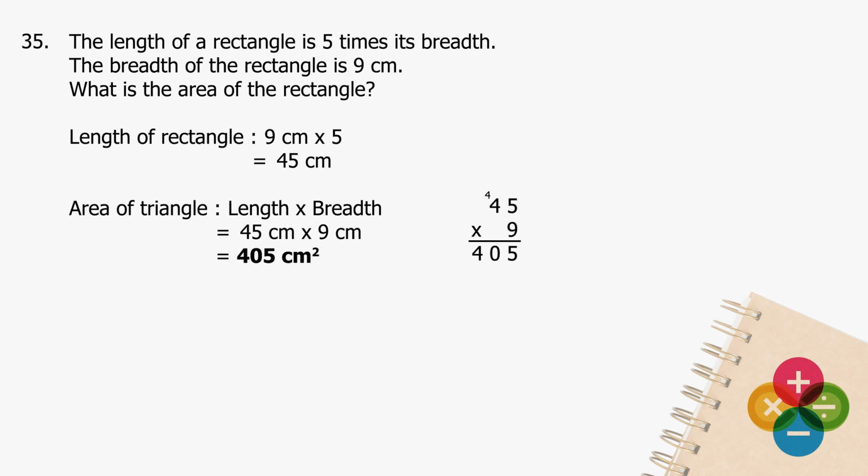Multiplying 9 cm by 5, the length of the rectangle will be 45 cm. Multiplying 45 cm by 9 cm, the area of the rectangle will be 405 cm square.